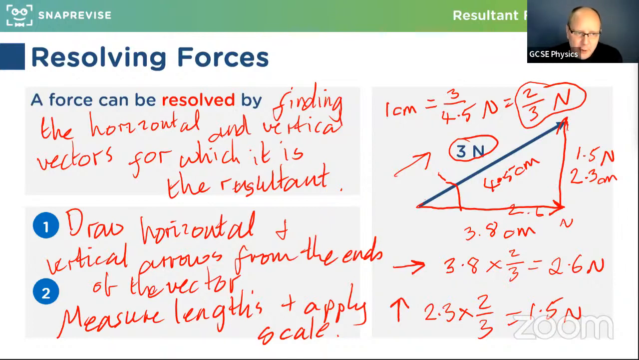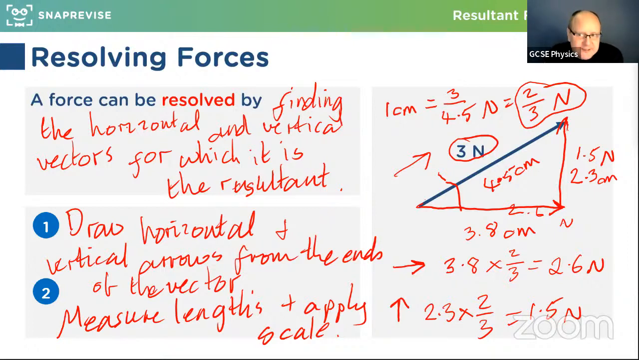Of course, here we've been doing the opposite. We've been resolving a resultant into vertical and horizontal. But in order to find a resultant, if you've got two forces at right angles to each other, of course, you can use Pythagoras' theorem as well. You may well be asked to find a resultant. I'm not told how to do it. So you can then choose, according to your ability and skill, what's the best way for you to do it.